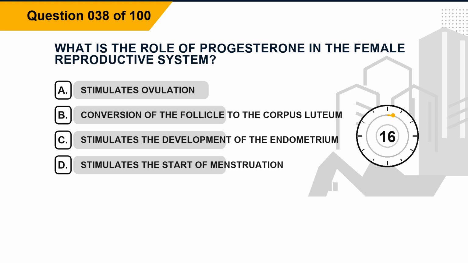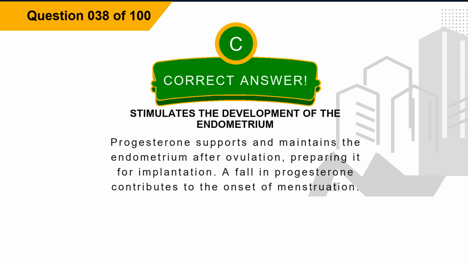Question 38. What is the role of progesterone in the female reproductive system? Option A, stimulates ovulation. Option B, conversion of the follicle to the corpus luteum. Option C, stimulates the development of the endometrium. Option D, stimulates the start of menstruation. The correct answer is option C, stimulates the development of the endometrium.